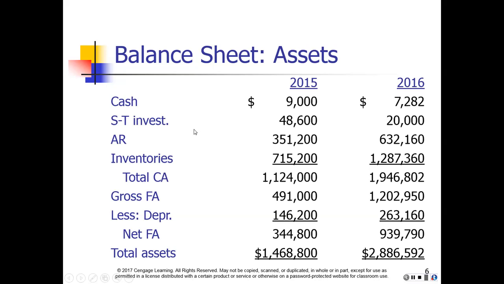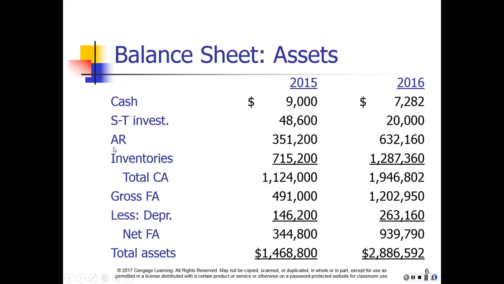And short-term investments are basically if we happen to buy some bonds, some treasury bonds, because if you have a lot of cash, cash doesn't earn you any interest, so you can put some of your extra cash in short-term investments. And that was 48,600 at the end of 2015. It actually went down to 20,000 in 2016. And we kind of had seen from the income statement that the company had made some investment, and perhaps some of the cash was used for that investment.